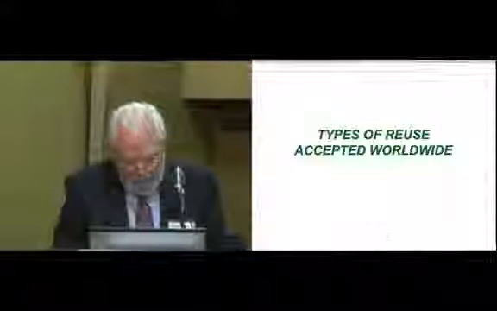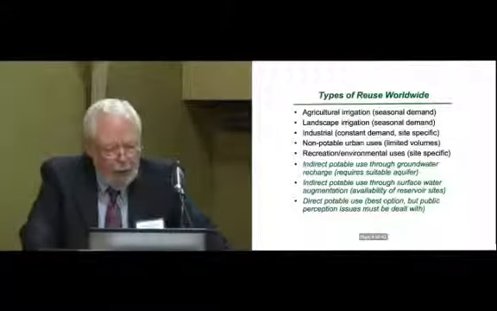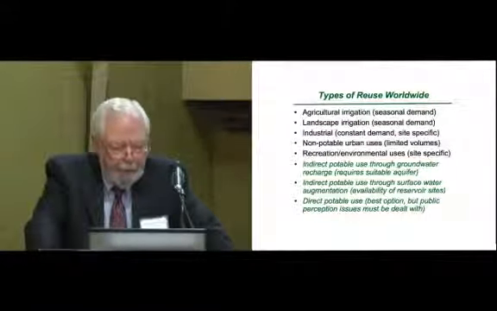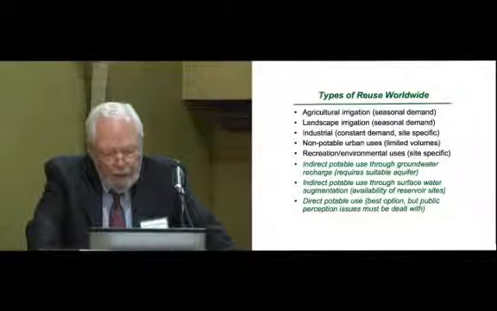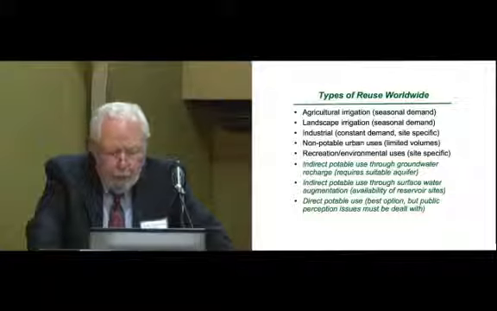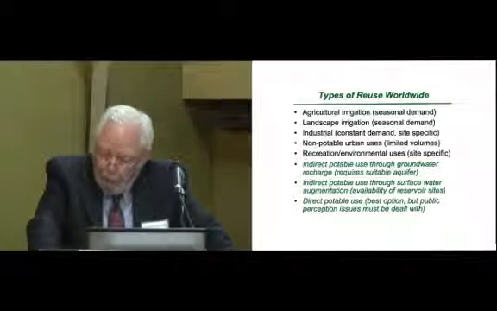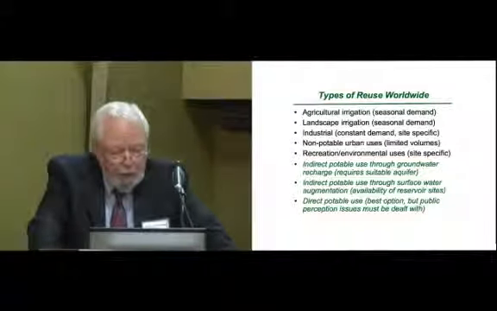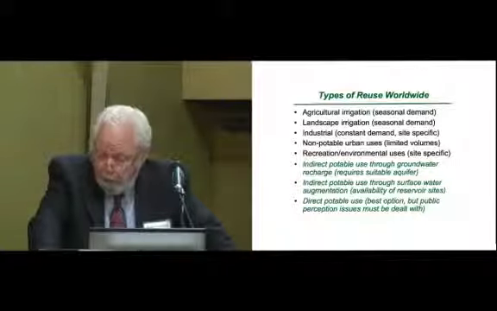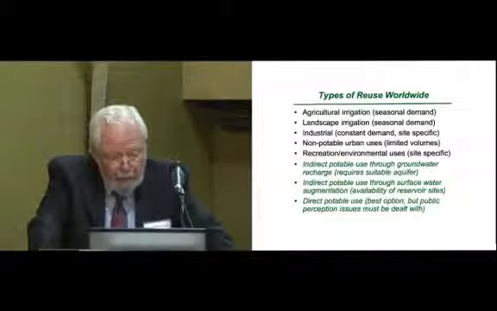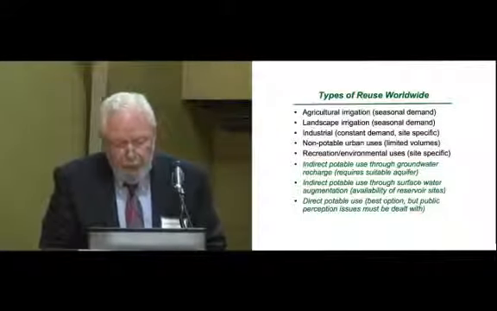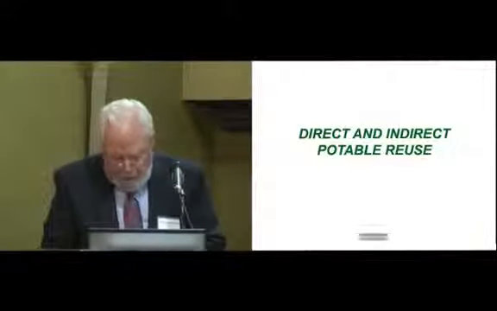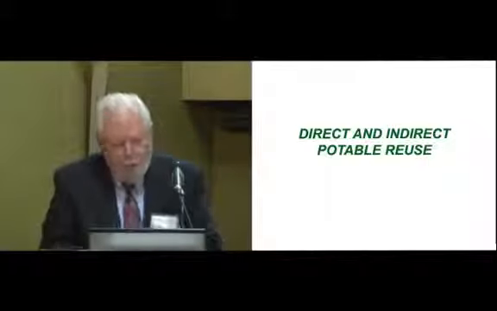If we take a look at the types of uses worldwide, in order: agricultural, landscape, industrial, non-potable, recreational. Then we get indirect potable reuse through groundwater augmentation. Then we also have indirect potable reuse through surface water augmentation. And then finally, direct potable reuse. So we're going to take a look at these, but let's talk a little about direct and indirect potable reuse.